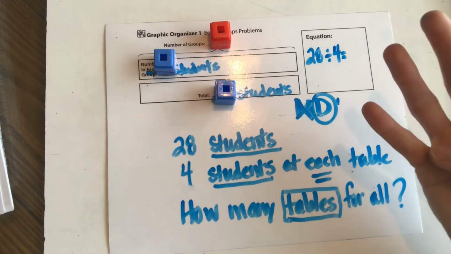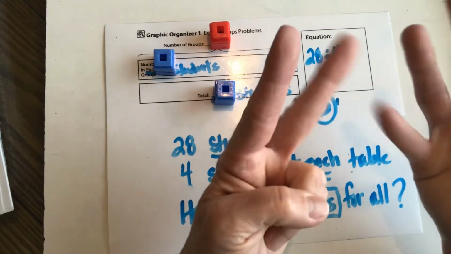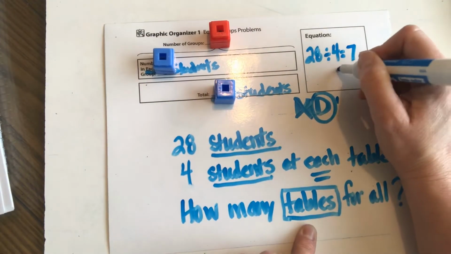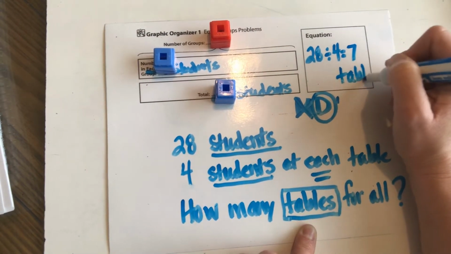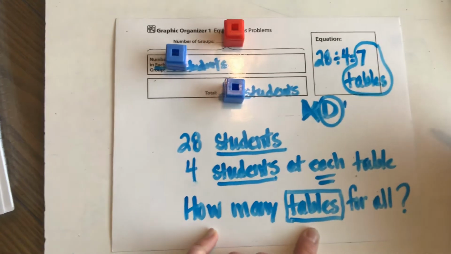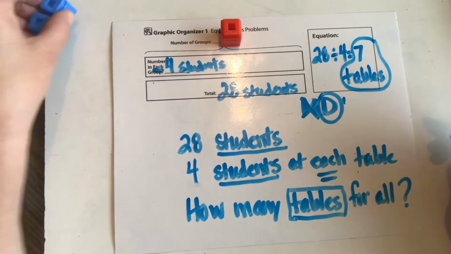4, 8, 12, 16, 20, 24, 28. 7, what? How many tables? So 7 is talking about the number of tables. Okay. Number of tables. Let's do a few more. Sorry, this blue doesn't erase very well. We're going to get it as best we can, and I'm actually going to change my color of marker.